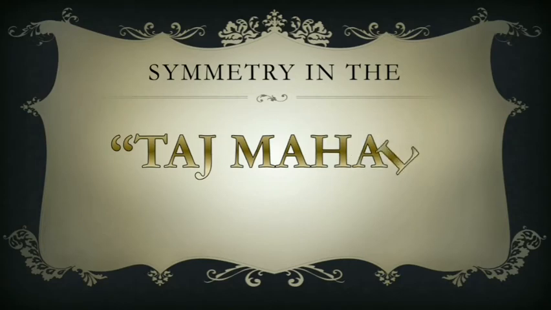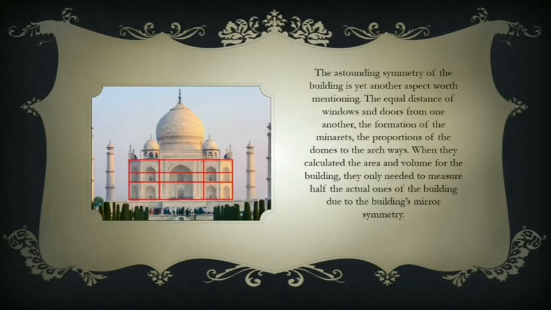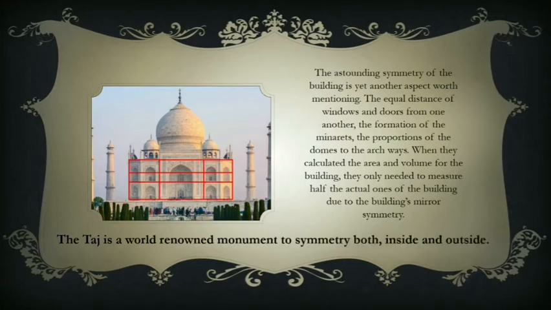Symmetry in the making of the Taj Mahal. The symmetry of the building is yet another aspect worth mentioning: equal distance of windows and doors from one another, formation of minarets, proportion of domes to the archways. Talking about the area and volume of the monument, one can calculate them for half of the building and double it to find the exactly correct answer. The Taj has symmetry on both the inside and the outside.